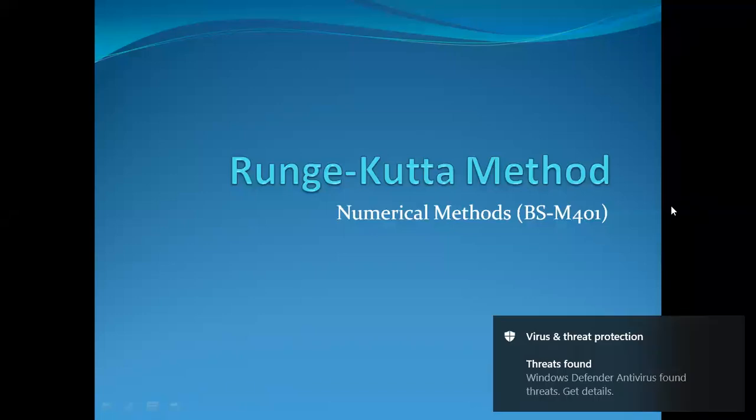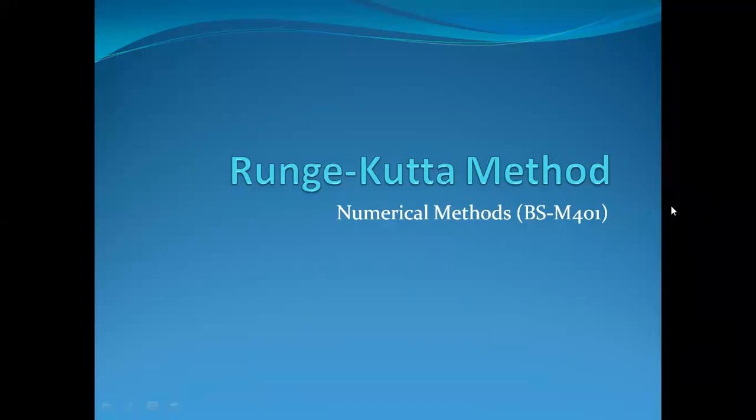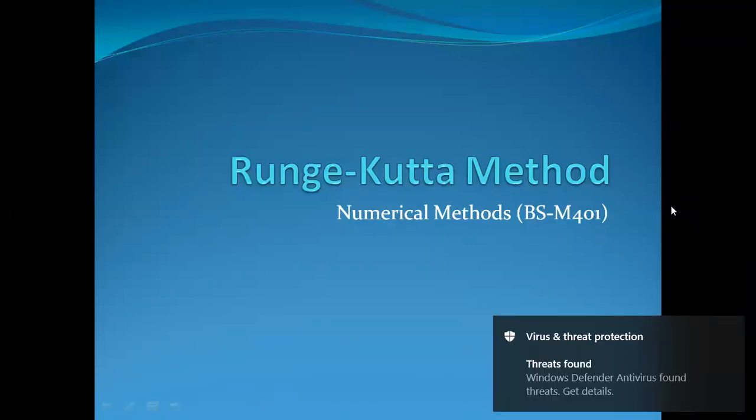There are basically three types of Runge-Kutta method. First is RK method of first order, which is also known as Euler's method. Second is RK method of second order, which is known as Euler's modified method. And the third is RK method of fourth order. Now, RK method of fourth order is a very lengthy process, but the answer which we will be getting is, I would say, a very approximate answer.